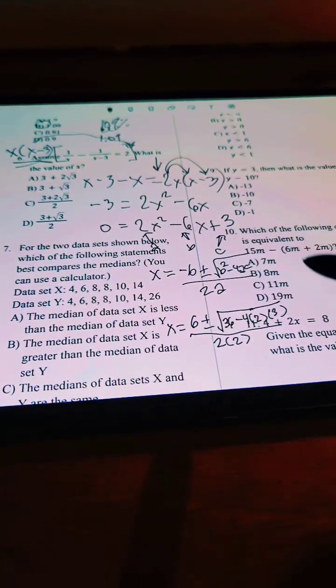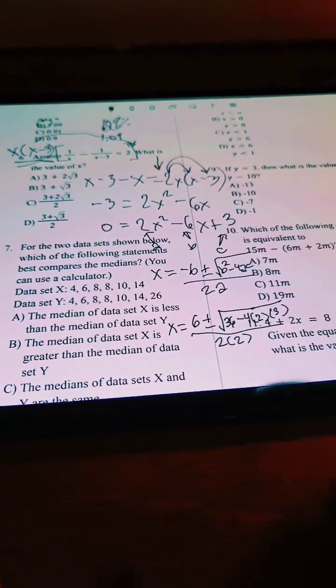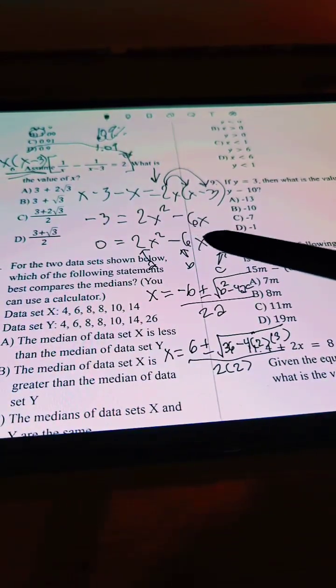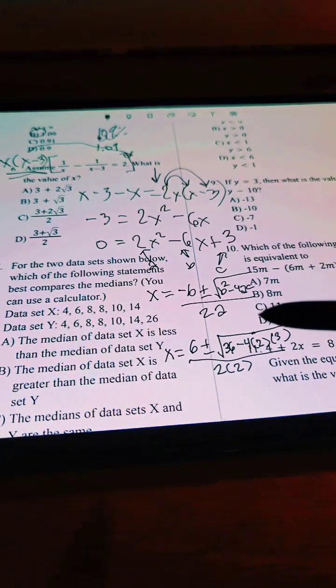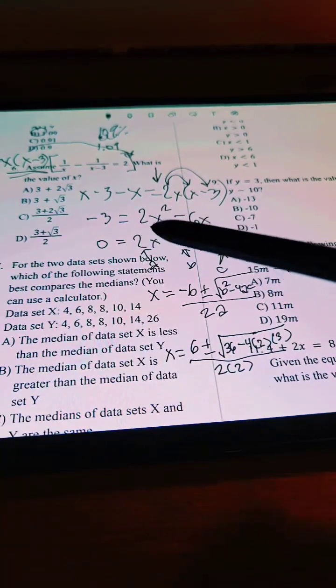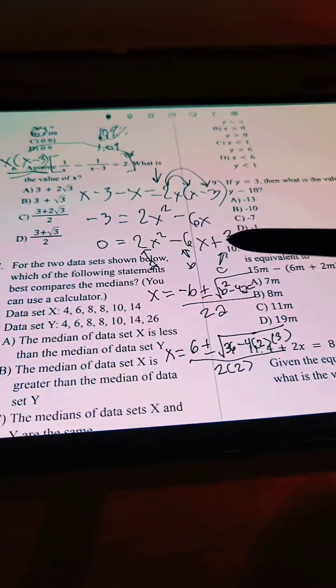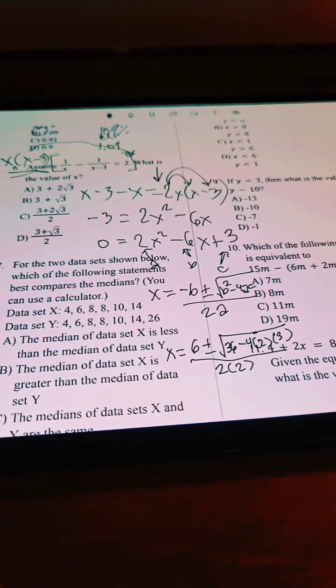So all I did was plug in a, b, and c accordingly. b is just always going to be the number that's multiplied by x, so negative 6 is our b. And then a is always the number multiplied by x squared, so 2 is our a. And 3 is our c, because c is always the number floating by itself.